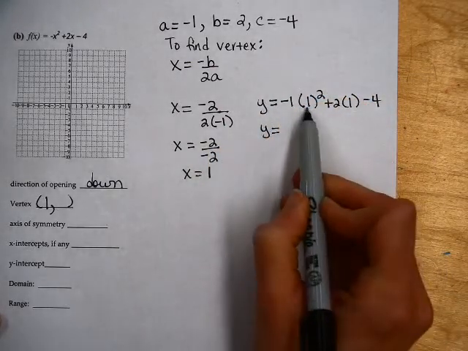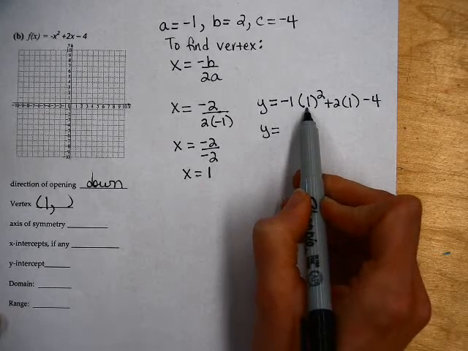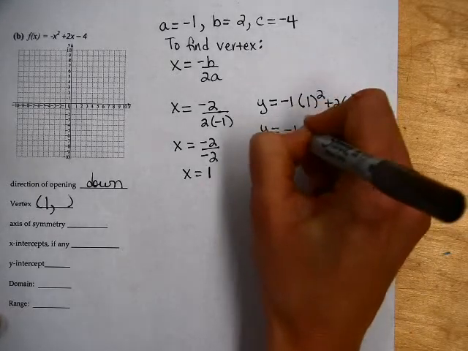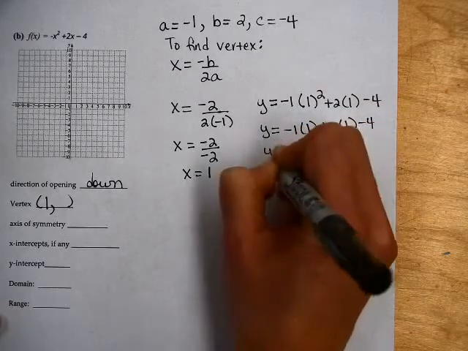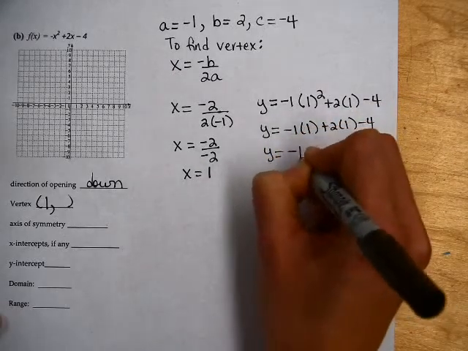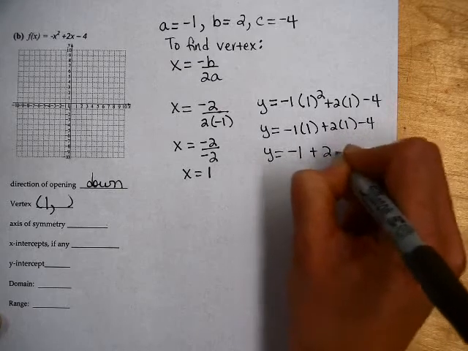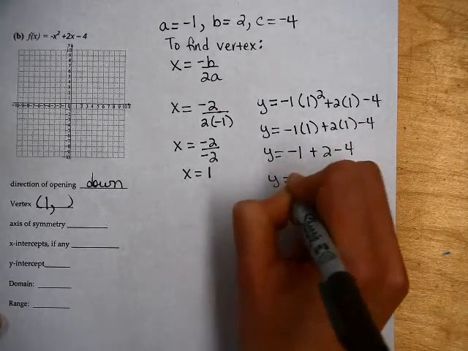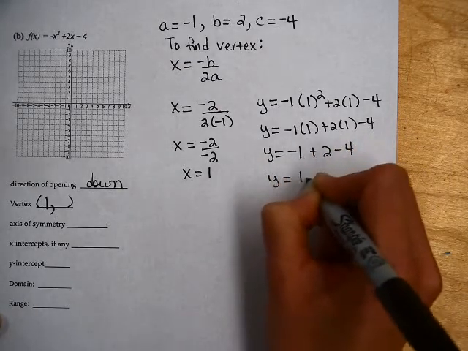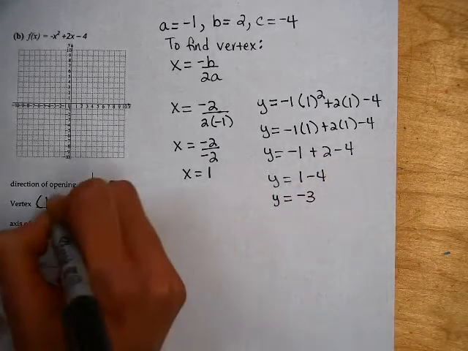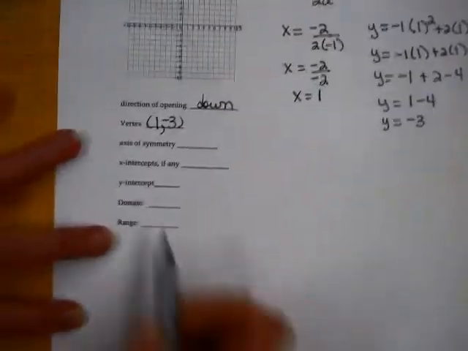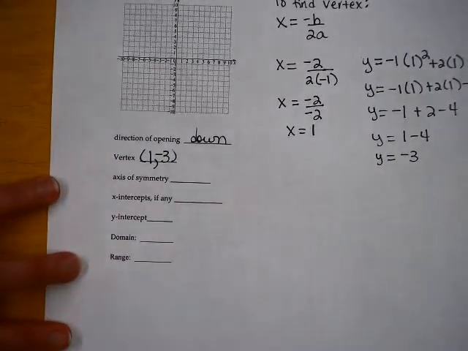So y equals, do order of operations, we square 1. 1 squared is 1, so we have -1 times 1 plus 2 times 1 minus 4. -1 times 1 is -1, 2 times 1 is 2, minus our 4. -1 plus 2 is 1, minus 4, and 1 minus 4 would give us -3 for y. So our vertex is 1, -3.